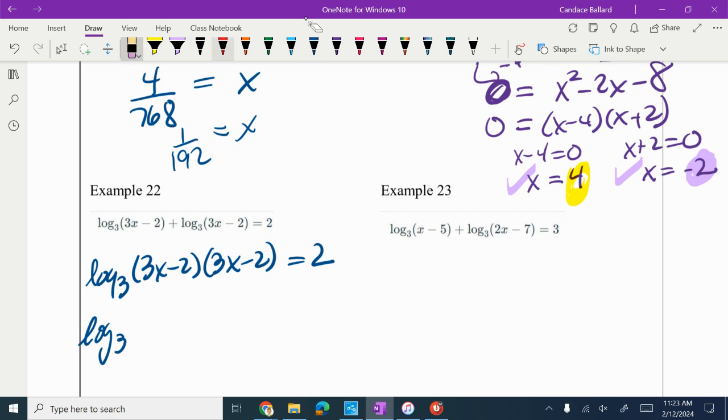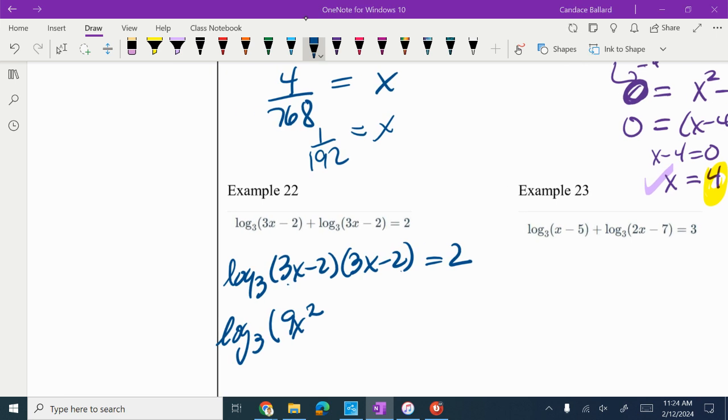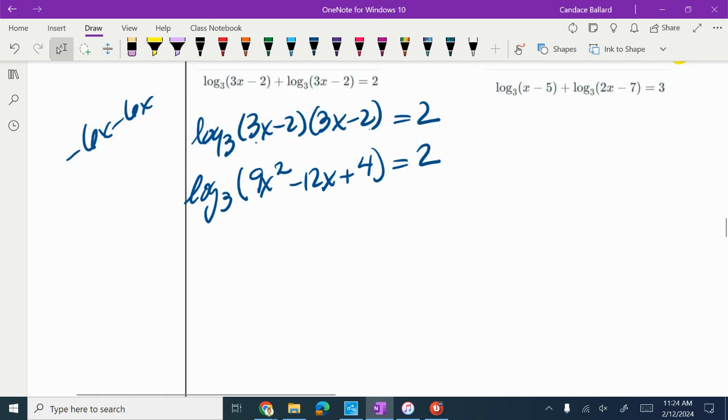Of, what's 3x times 3x? 9x squared. What's 3x times negative 2? And I'm going to have 2 of those, right? Because the inside's going to come out to be the same. So what's my middle become? And then negative 2 times negative 2. Good. I'm going to bring that up just a touch so you can see it better.